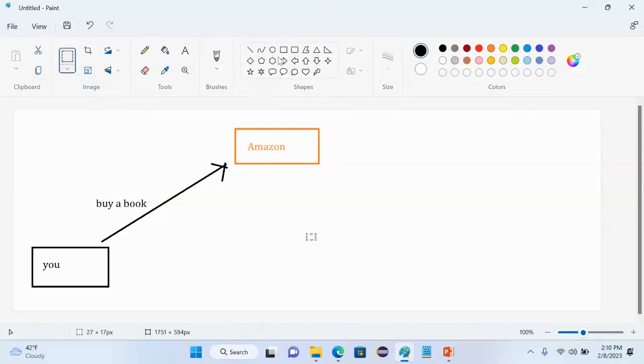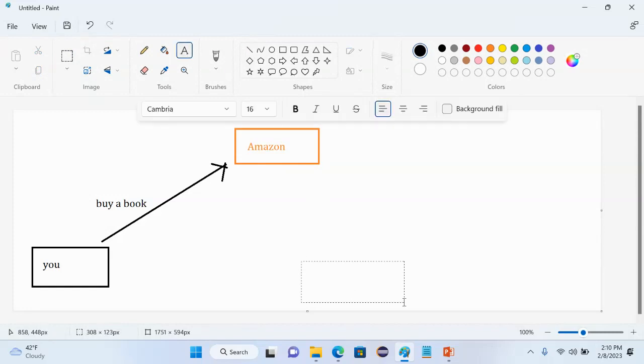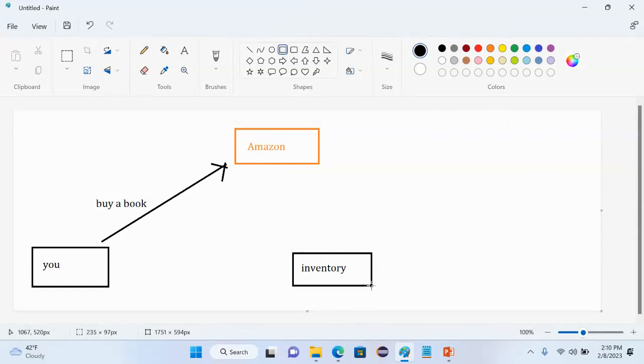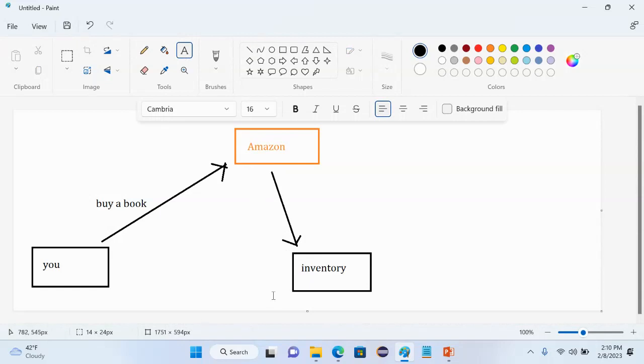Okay, so you're buying a book. Now, a bunch of things have to happen with that, right? First of all, inventory checks. Amazon needs to see, hey, is this thing actually in inventory, right? We know the website says it did, but at some point we got to make sure that the guys in the warehouse actually have access to it.